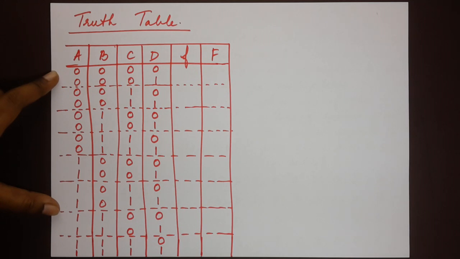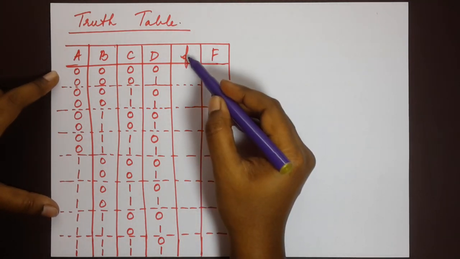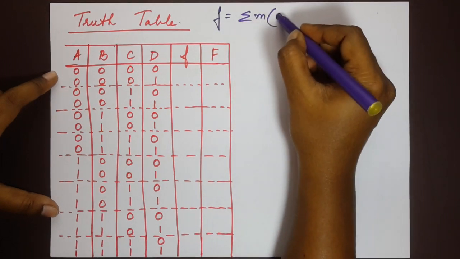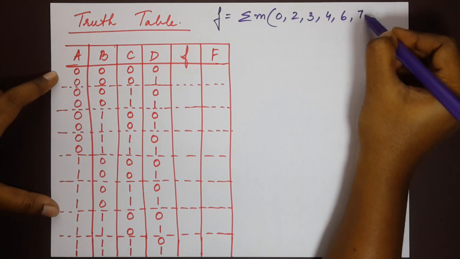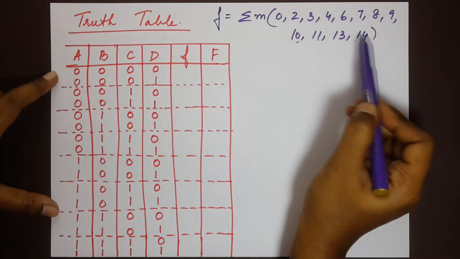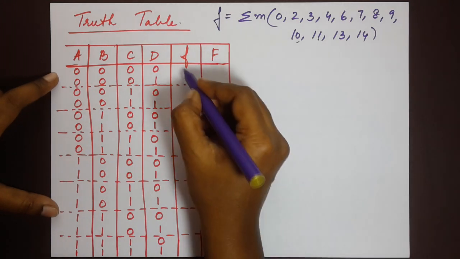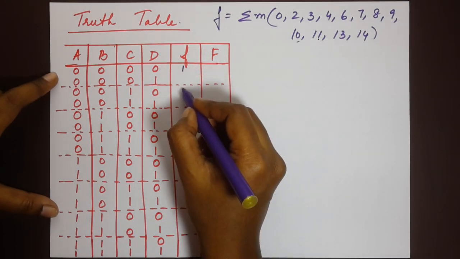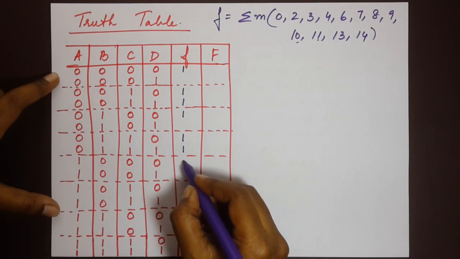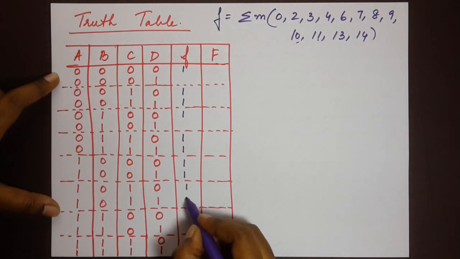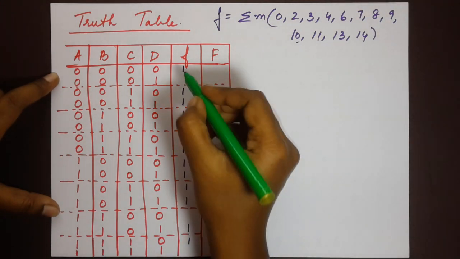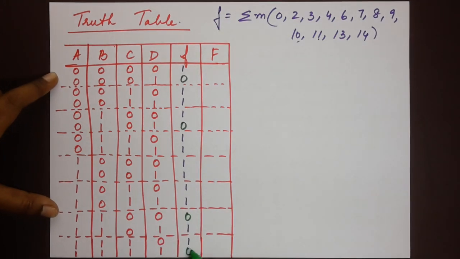Okay, so now let's fill up the part of f. This is the min-term expression. We had f equal to 1 for the values 0, 2, 3, 4, 6, 7, 8, 9, 10, 11, 13 and 14. For all of these numbers, the value will be 1, so let's put down 1 there. The rest of the values will be 0. So this is what we have.